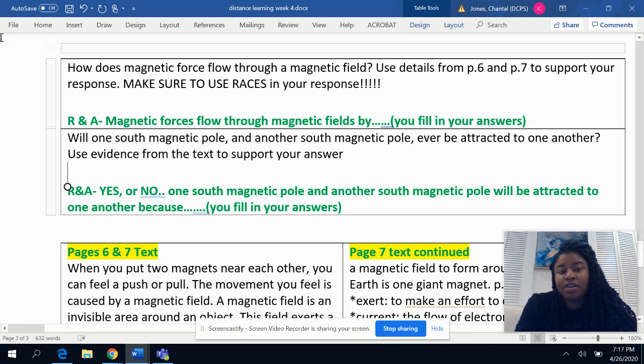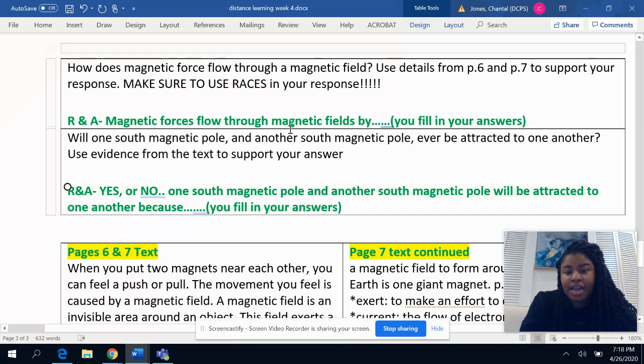All right. So I have R and A for you. You were supposed to copy this question down and write it on your piece of paper, or you see this question in your open response on Edge Elastic and you're going in and typing. Okay, R and A: Magnetic forces flow through magnetic fields by... I restated it for you. So a lot of these points you're getting because I'm helping you, knowing that I'm not near you to go through this one-on-one. Magnetic forces flow through the magnetic fields by, you tell me how. How do these forces flow?